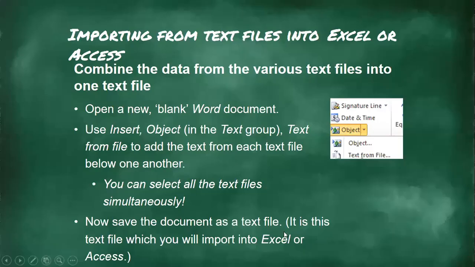Let's go back again. You can select all the text files simultaneously. Now save the document as a text file. It is this text file which you will import into Excel or Access, you understand? So this is how you can export and import the files.